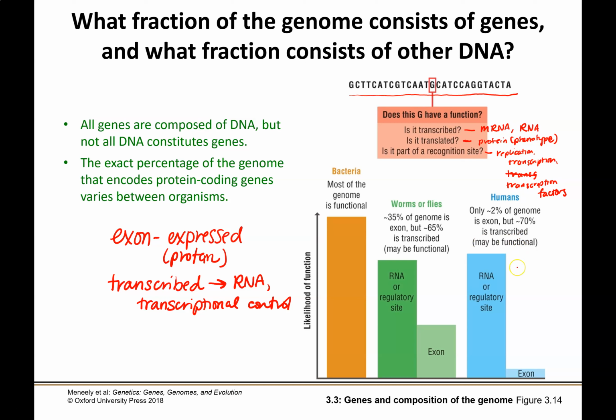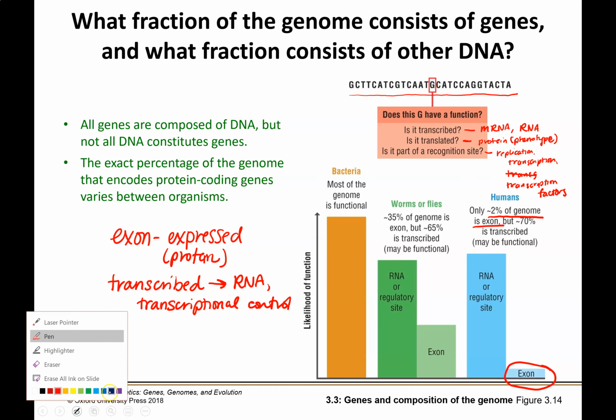In humans, we see that actually only a very small percent, about 2% of our genome, is actually expressed and transcribed. The rest of the functional part is non-transcribed. So we have a very small percentage of information that's actually expressed. But still, about 70% of it has a function within the genome.